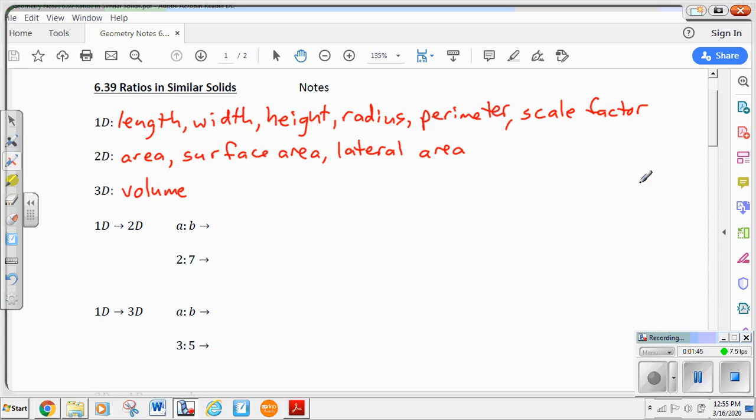So, if you have 2 similar objects, and you're converting from a 1-dimension ratio to a 2-dimension ratio, then A to B will become A squared to B squared, which means if 2 similar objects have a 1-dimensional ratio of 2 to 7, then the ratio of, say, their areas would be 2 squared to 7 squared, which is 4 to 49.